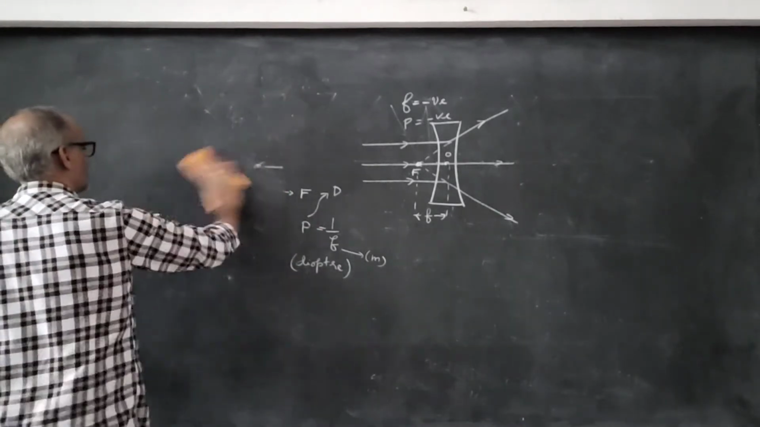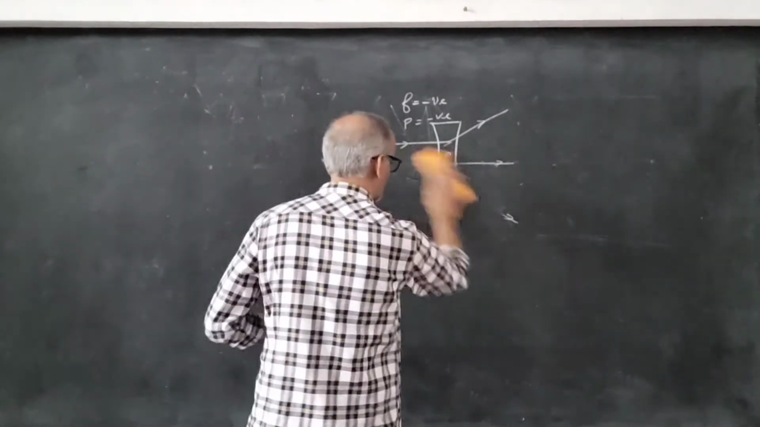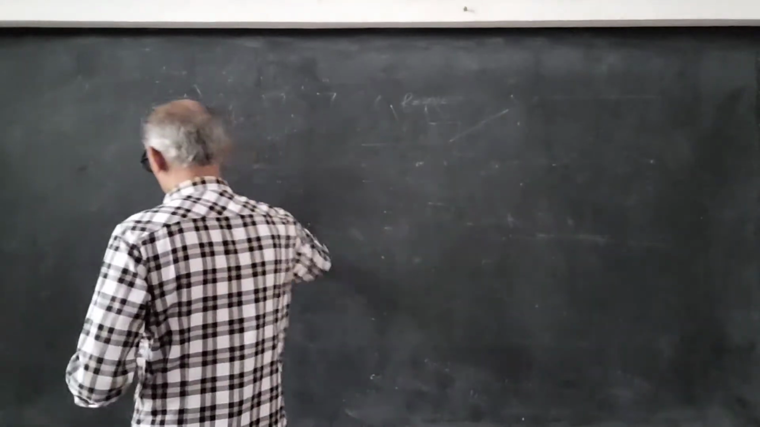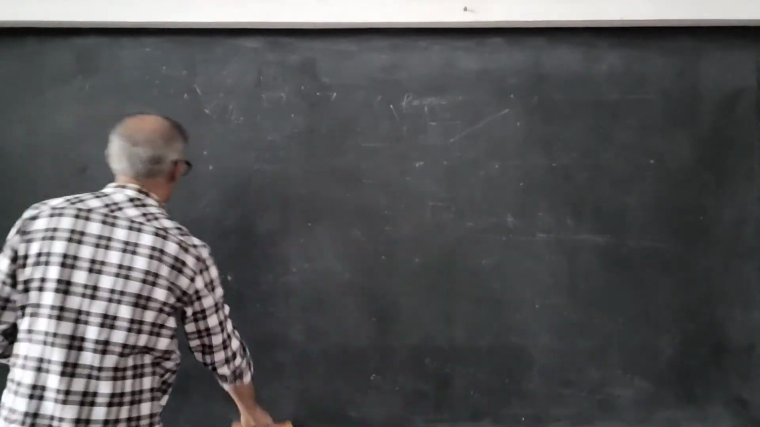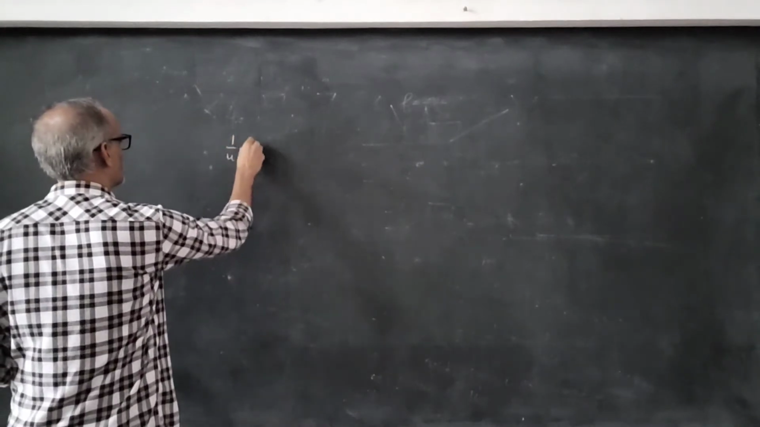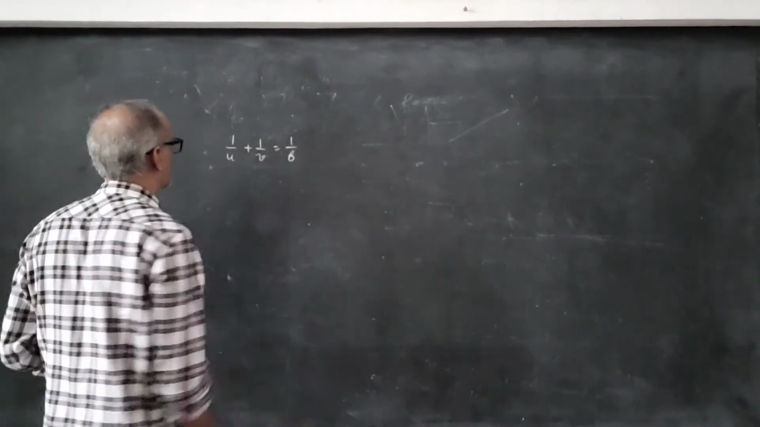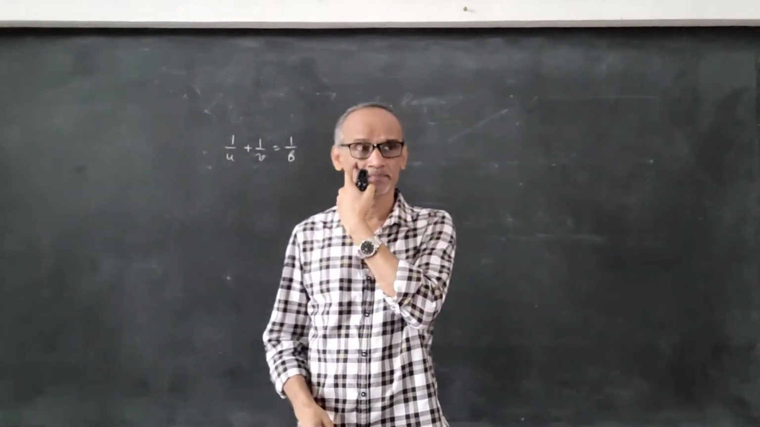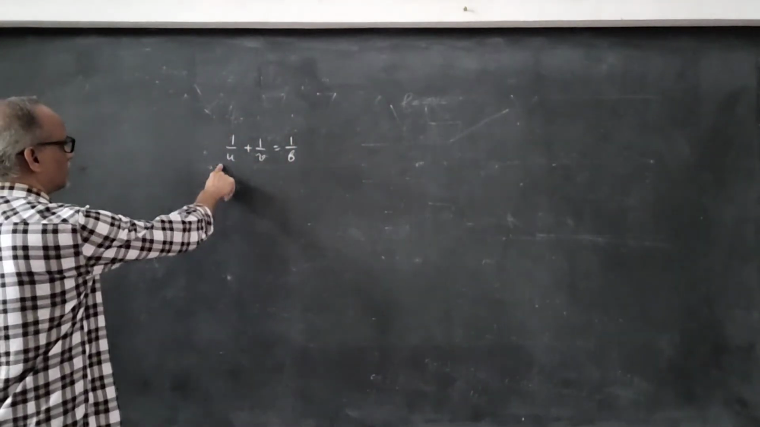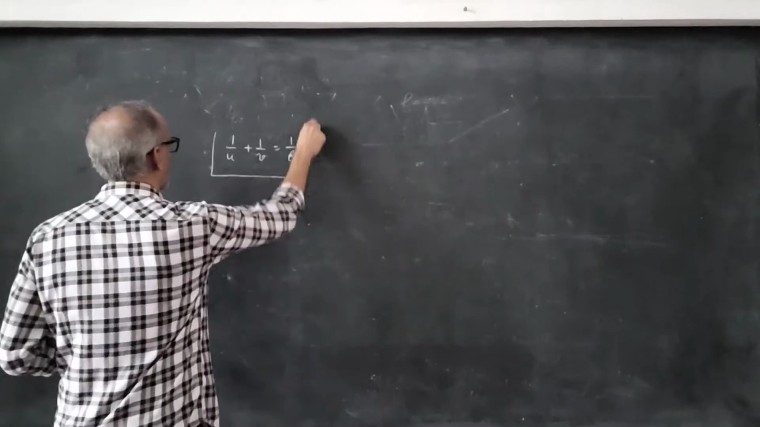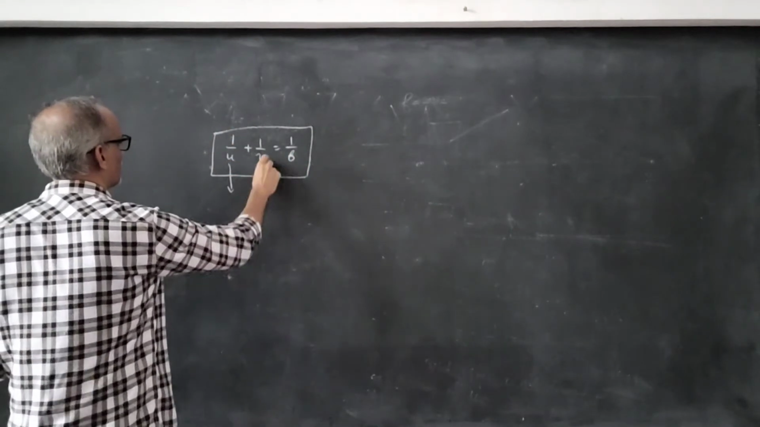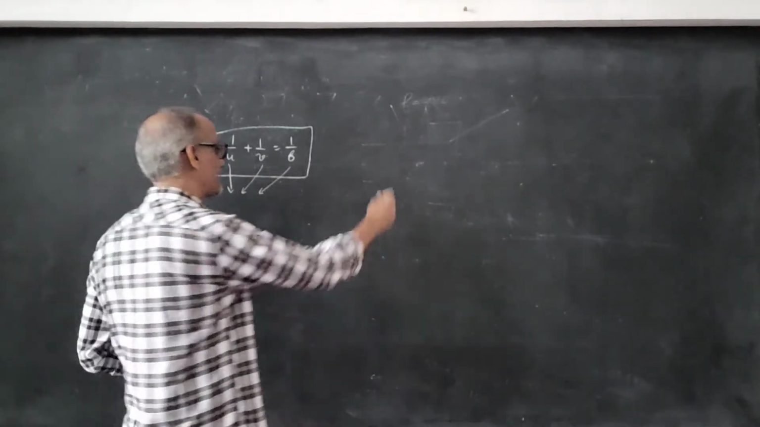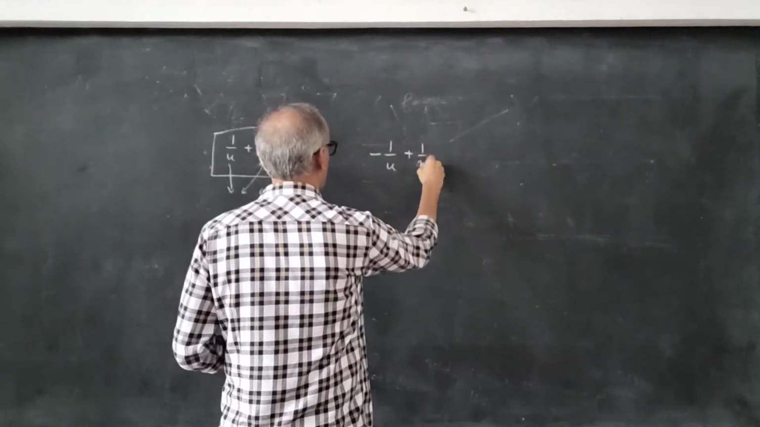Now, related to the mirror, we have a formula which is 1 by u plus 1 by v is equal to 1 by f. This is called the mirror formula. Now this is not part of the syllabus, because mirrors are deleted. Here u is the object distance, v is the image distance and f is the focal length. We have a similar formula called the lens formula, which is minus 1 by u plus 1 by v is equal to 1 by f.